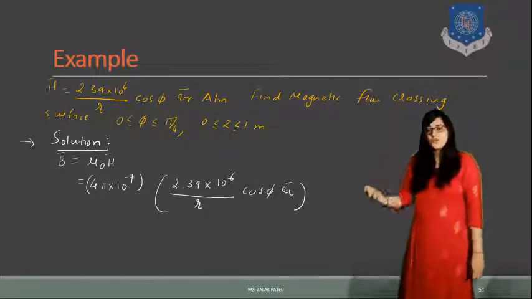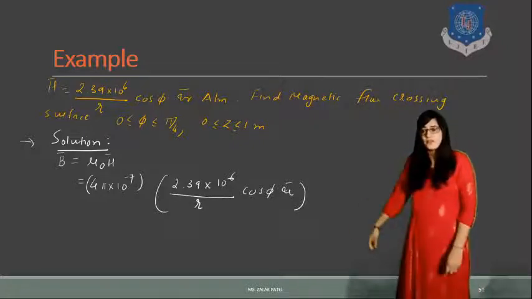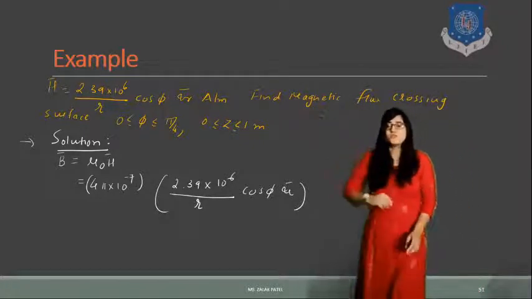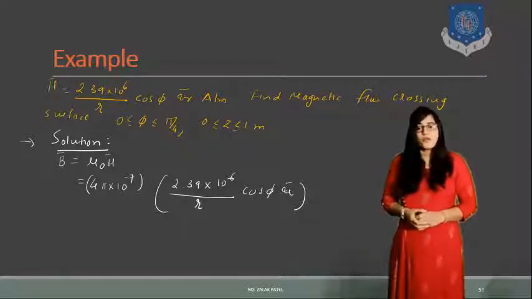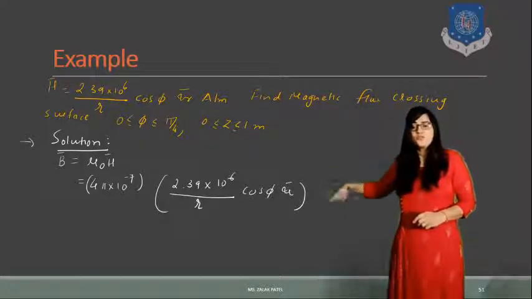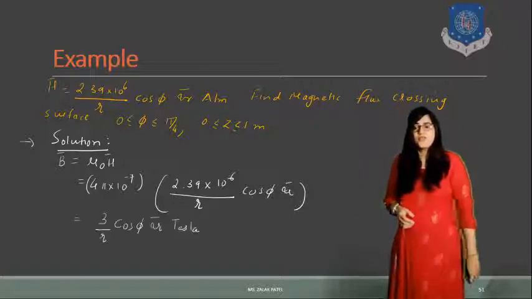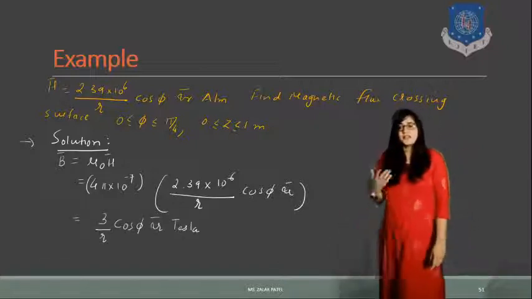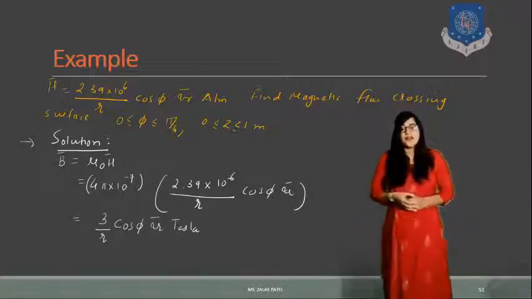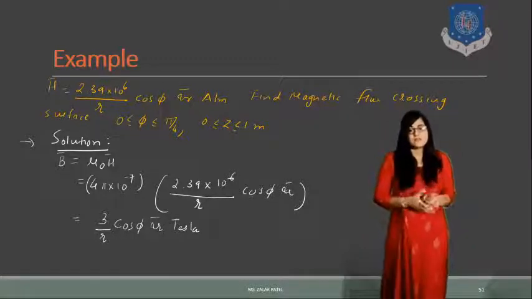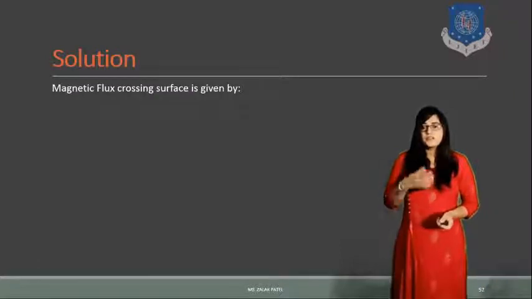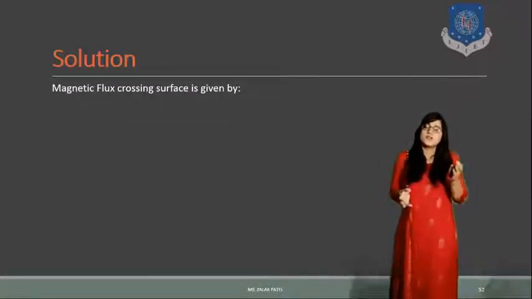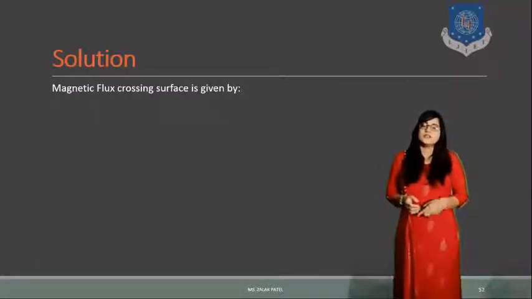B bar is mu 0, which is 4 pi into 10 raised to minus 7, times H bar. H bar is given, that is 2.39 into 10 raised to minus 6 upon r cos phi AR bar. So if you simplify this equation, you get the answer for B bar, that is 3 upon r cos phi AR bar Tesla. Okay. So now you have the value of B bar. So magnetic flux is given by the surface integration of B dot ds.